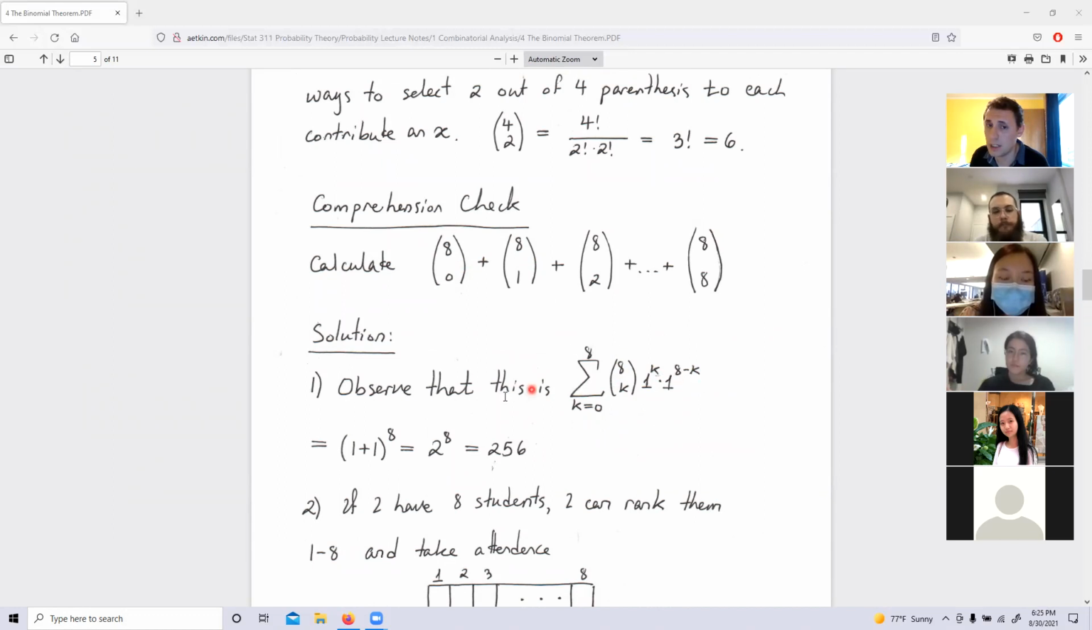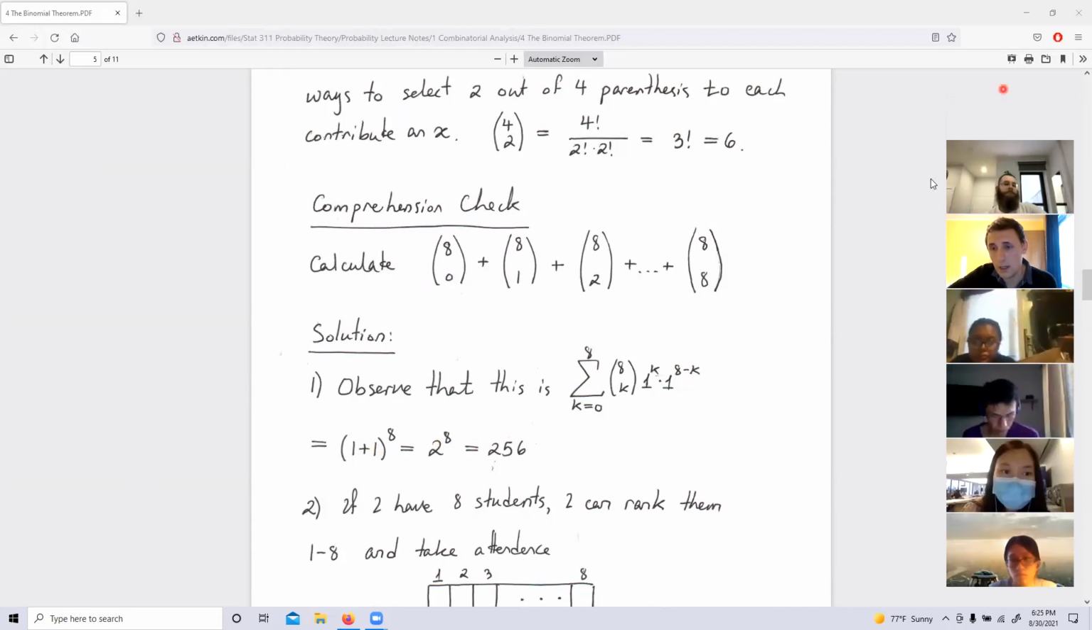That's the expansion I get if I just write 1 plus 1, and think of the first 1 as x and the second one as y. So it's 1 plus 1 to the power of 8, which is 2 to the power of 8. So I could have used the binomial theorem if I decided that it's better. Yes?